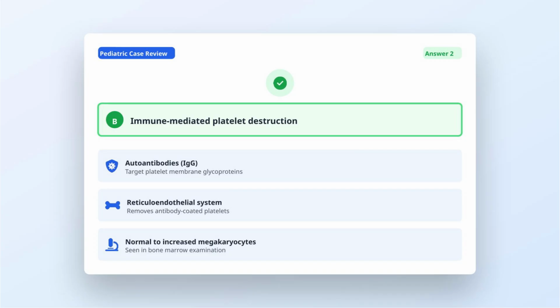The primary mechanism in ITP is immune-mediated destruction of platelets. Autoantibodies, primarily immunoglobulin G, bind to platelet membrane glycoproteins. These antibody-coated platelets are then recognized and destroyed by macrophages in the reticuloendothelial system, particularly in the spleen. Bone marrow examination typically shows normal or increased megakaryocytes, confirming normal platelet production.